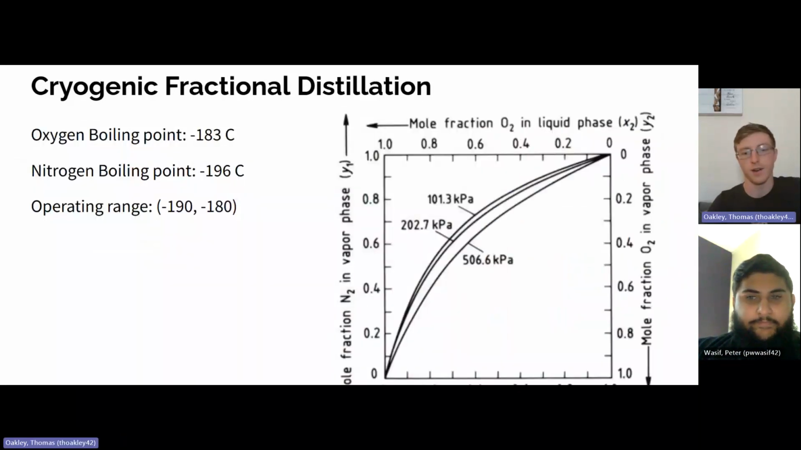The reason that we need the heat exchanger to cool the air intake is that the operating range is between negative 190 and negative 180 degrees Celsius, which is between the boiling points of oxygen and nitrogen, allowing nitrogen to remain in the vapor phase and oxygen to condense into a liquid.